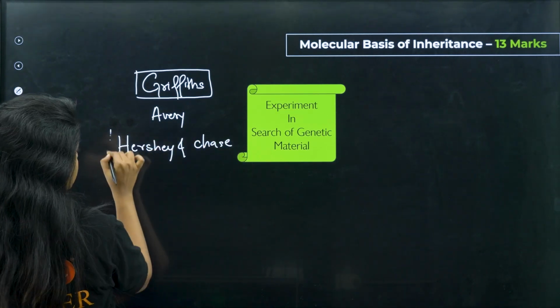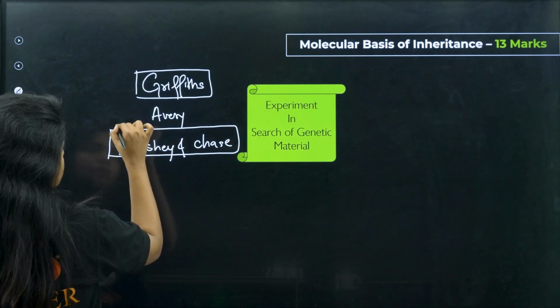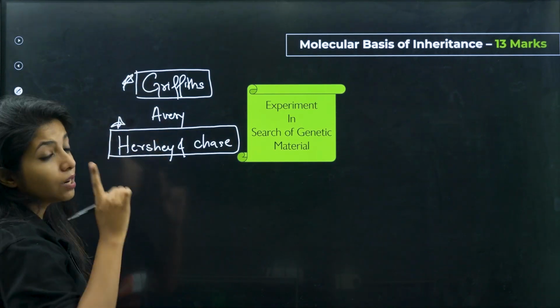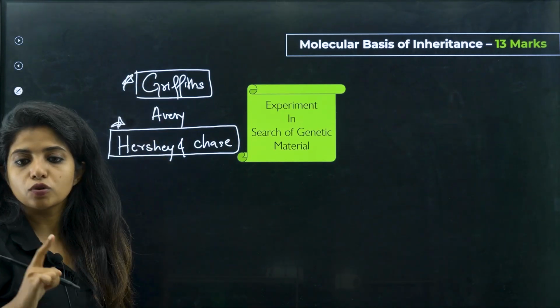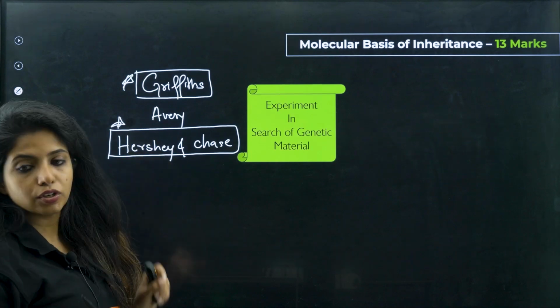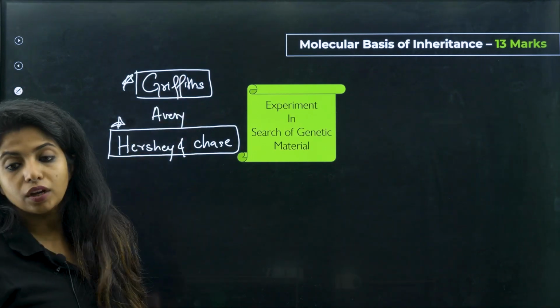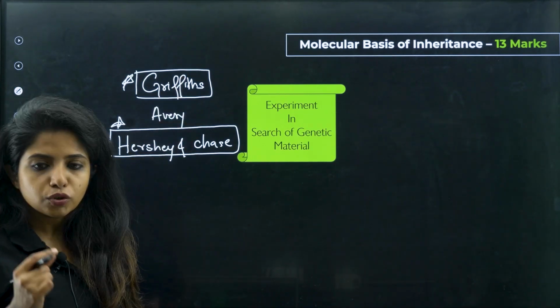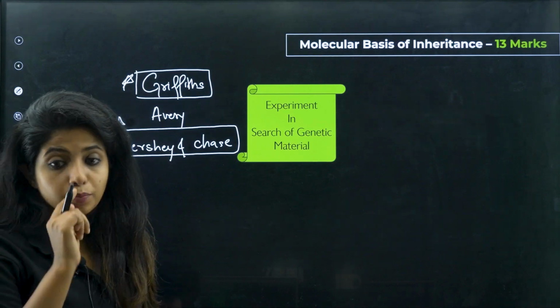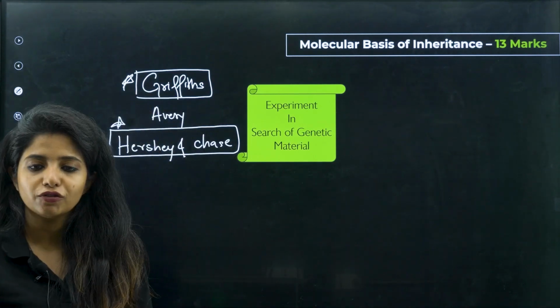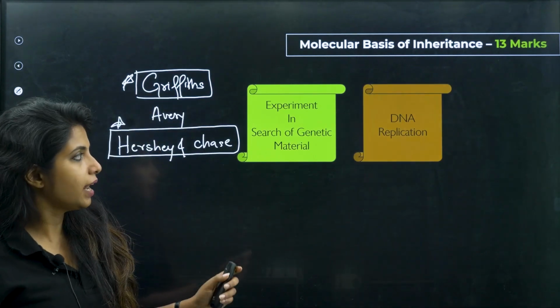Now out of these 3, I want you to put a star on both of them. Remember the name of the organisms also involved over here. So if bacteriophage is involved over here, what is involved over there? Pneumococcus and mice is involved over there. So all these small details are very much important in the case of experiment in search of genetic material. Okay.